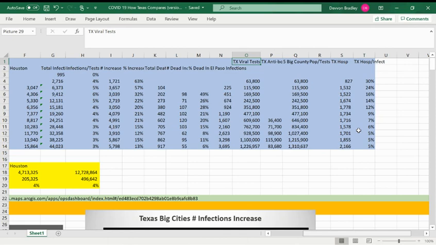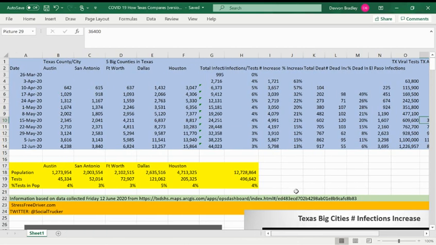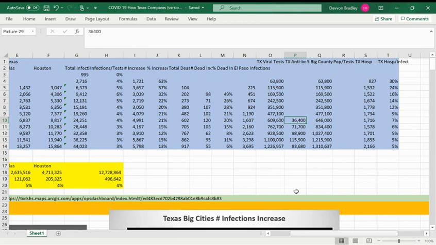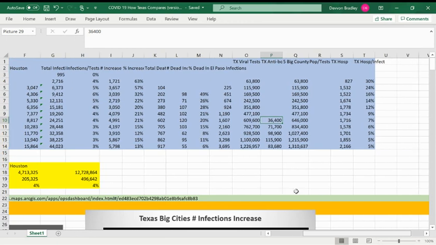Texas viral tests, Texas antibodies. The viral is the swab. This is how many were present on the 26th of March, and this is how many viral tests were done on the 12th of June. And right here, you can see the antibody tests only started, let's scroll over real quick, on 15 May. They started tracking those on 15 May. And again, I got those directly from the website.